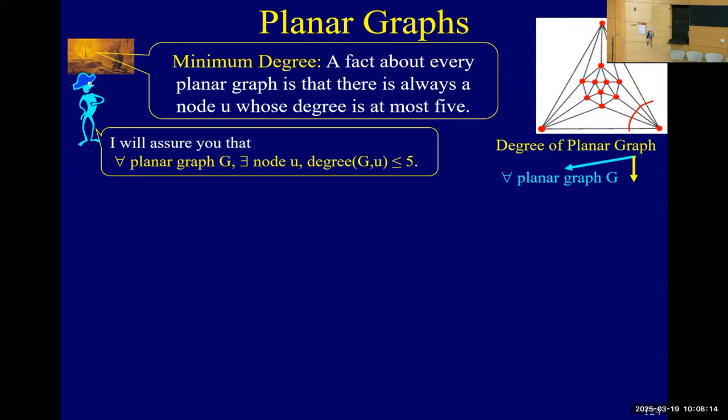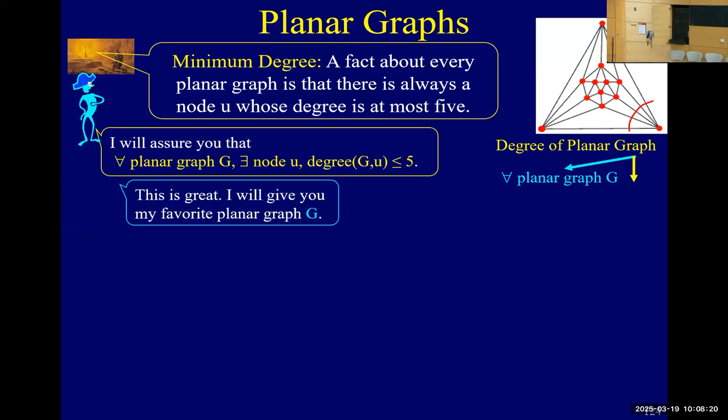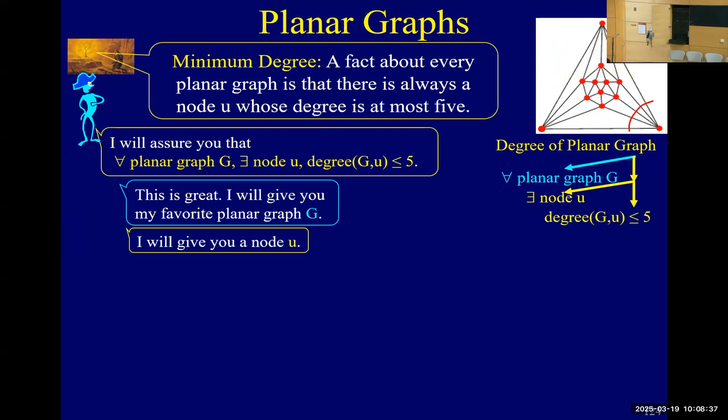What does it mean? It means for any planar graph you give, for all planar graphs, I can give her an arbitrary planar graph. And what is she assuring me? She's assuring me that there exists a node. So where does that node come from? She gives me a node, and then she assures me that the degree of that node in the planar graph is at most 5.